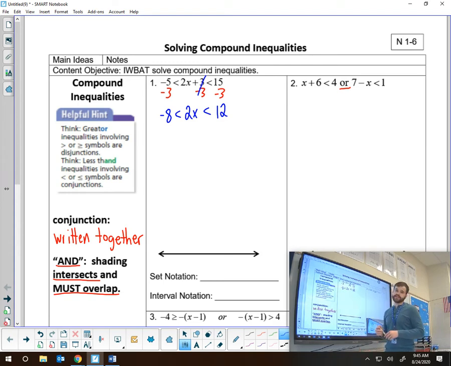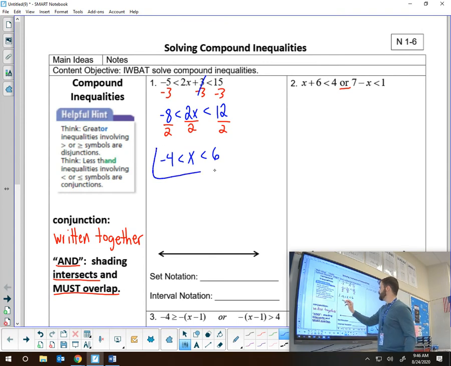Next up, to get x by itself, what's my step going to be? Yeah, we need to divide by 2. So I'm going to divide the middle by 2 to get x by itself, but if I divide that by 2, I need to divide this side by 2 and divide this side by 2. So that does indeed just give me x by itself. However, -8 divided by 2 is -4, and 12 divided by 2 is 6. So that gives me my final answer. And this is written as a compound inequality. So here's my answer. I'm going to go ahead and box it.